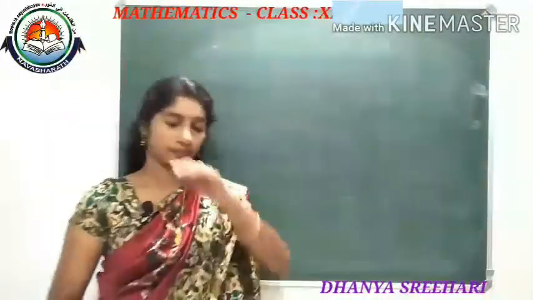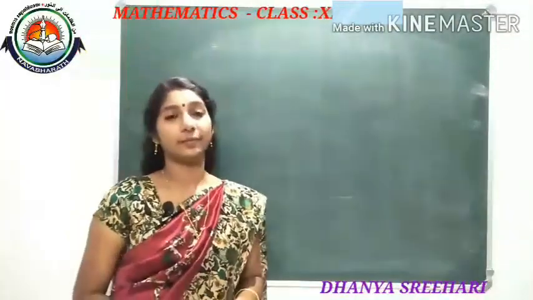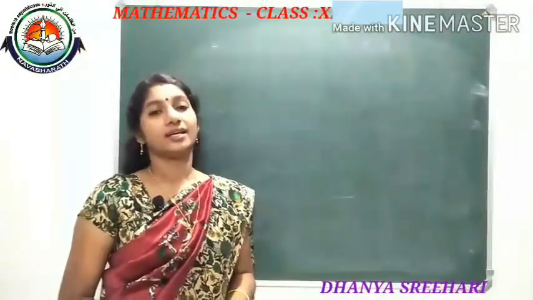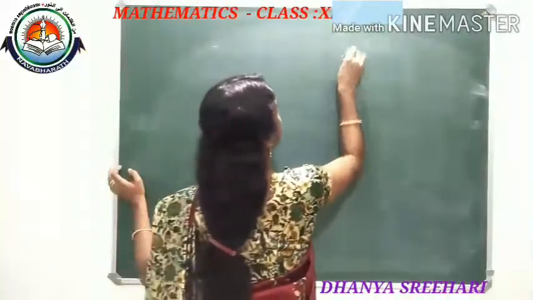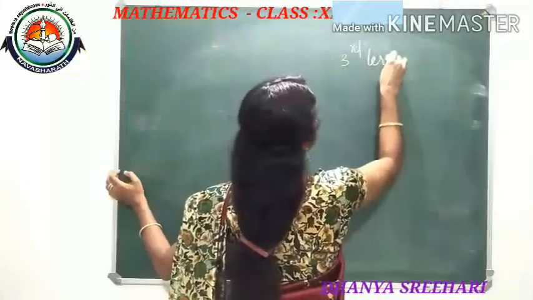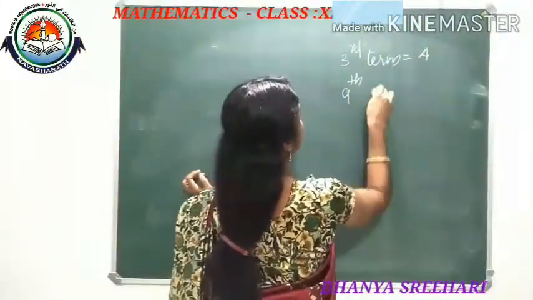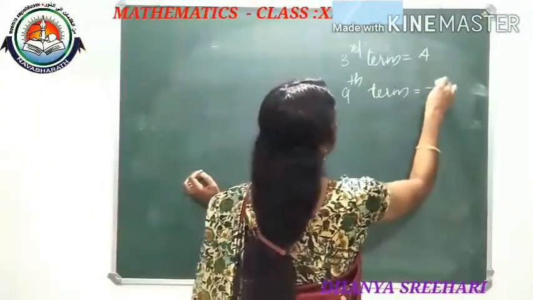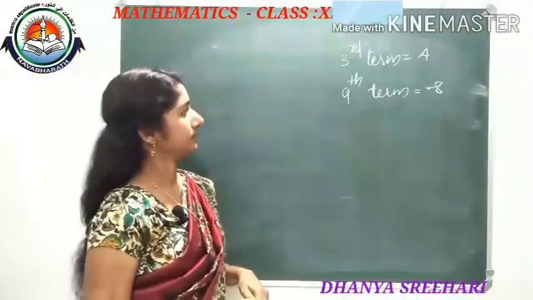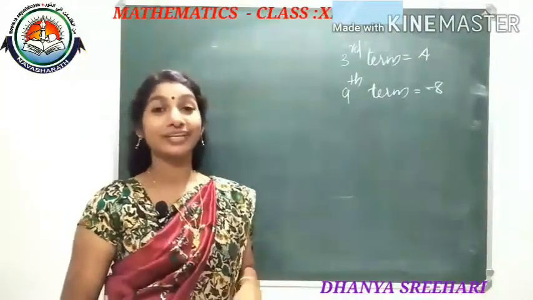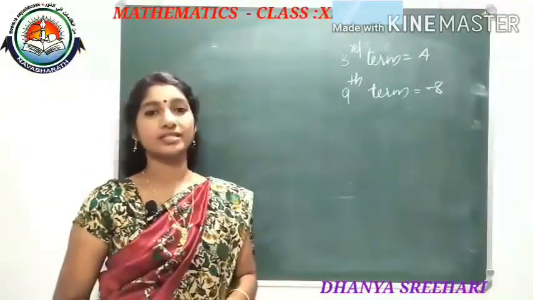It is given that the third term of an AP is 4 and the ninth term of the AP is minus 8. Third term is equal to 4 and ninth term is equal to minus 8. How will we do this? We need to find the 20th term of this AP.